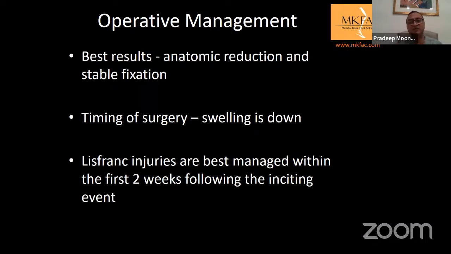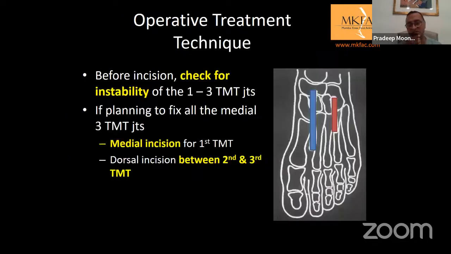And a lot of times people ask, when do you do the surgery? You can easily wait up to 2 weeks for the swelling to settle down, and then you are able to achieve a good reduction of the various joints which are involved. Now, after you've taken the patient to theater, and before your skin incision, what I always try to do is screen the patient under C-arm and try to find out which TMT joints are unstable. Sometimes initially you would have thought only the second TMT is unstable, but when you stress them, you find that even the first may be unstable, or the first, second, third may be unstable.